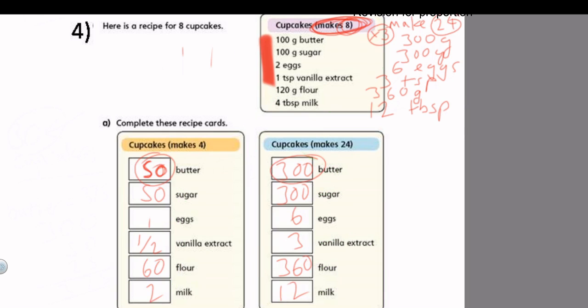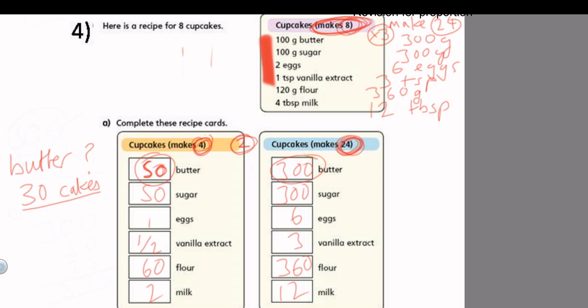I'm going to ask a slightly awkward question. I want to know how much butter I need to make 30 cupcakes. Now I know I've got 24 here, I'm highlighting 24 cupcakes plus the 4 cupcakes. 24 add 4 makes 28, plus an extra 2 cupcakes, that makes the 30. So 24 add 4 add 2 makes 30 cupcakes.